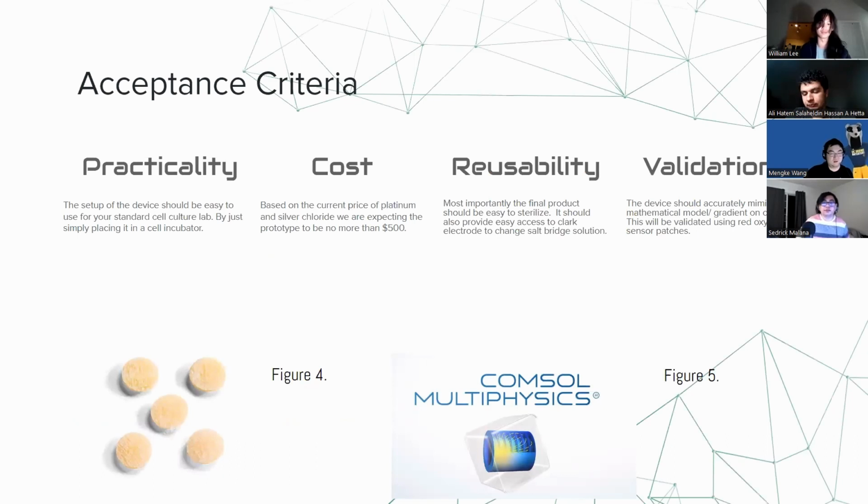Thanks, Will. So our product has to fulfill our acceptance criteria. It needs to be practical to set up and easy to use. It needs to be inexpensive to maintain and produce. It needs to be reusable, meaning that it can easily be sterilized and cleaned in between each use. And it needs to be able to be validated so that we can make sure that our gradient is always accurate to our specifications. Next slide.